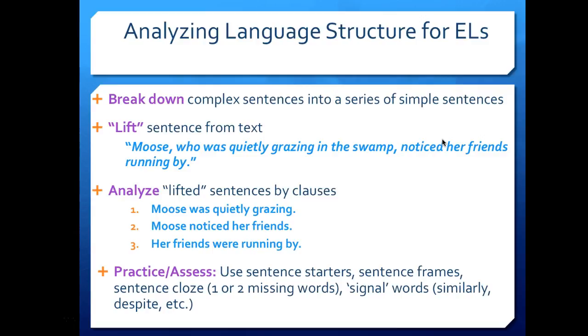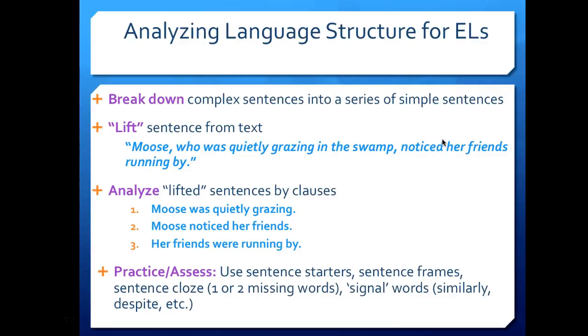So what was the moose doing? Who did Moose notice? Moose noticed her friends. What were her friends doing? They were running by. So you've got 3 different explanations for that sentence, and you're analyzing it, you're pulling it out for students to look at. Practice then saying sentence starters. What was Moose doing? What did Moose notice? What were her friends doing? And then you start using the sentences with the words, and then you start adding that all together until you get back to writing phrases and small paragraphs.